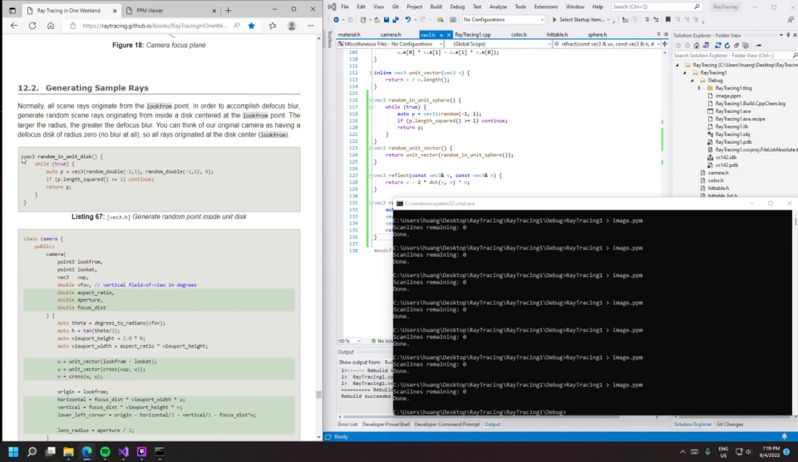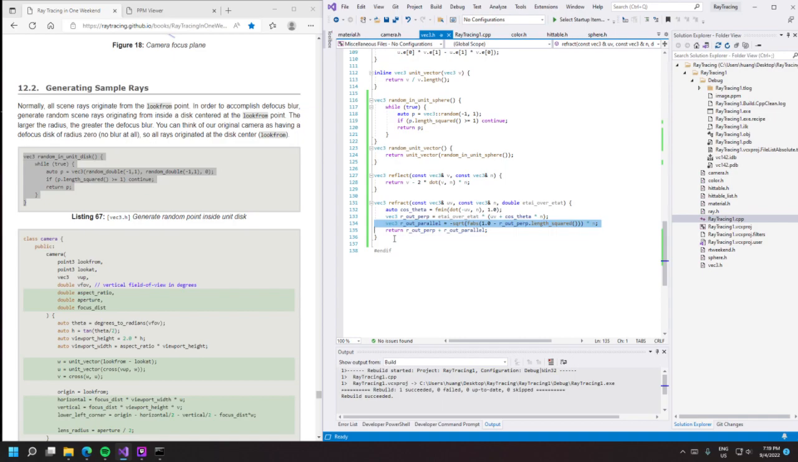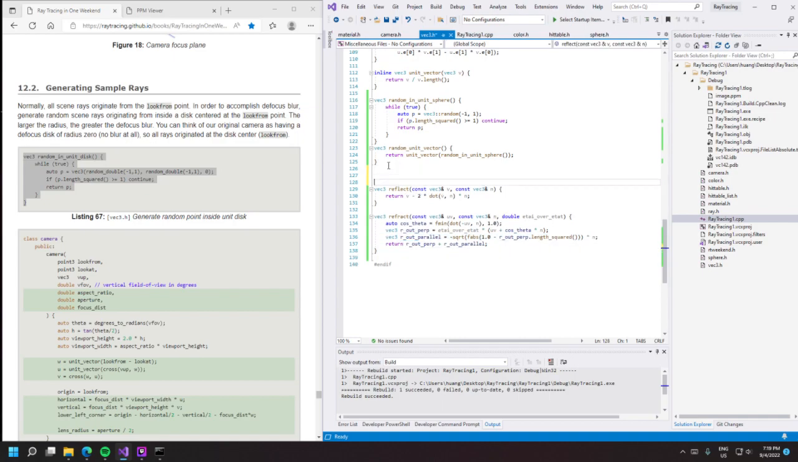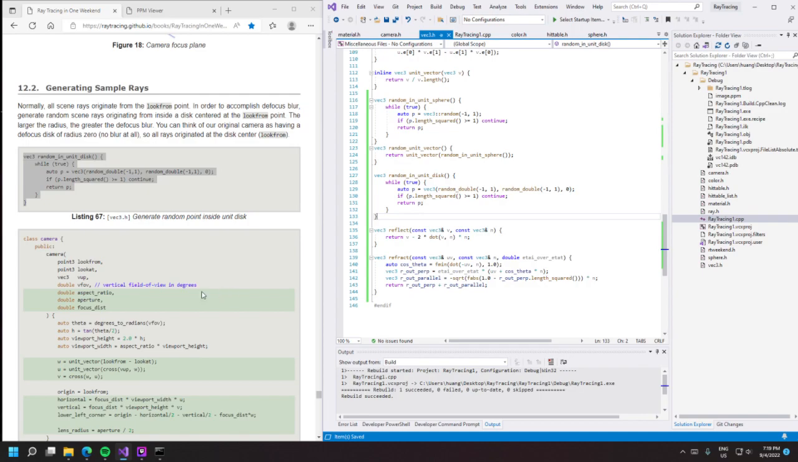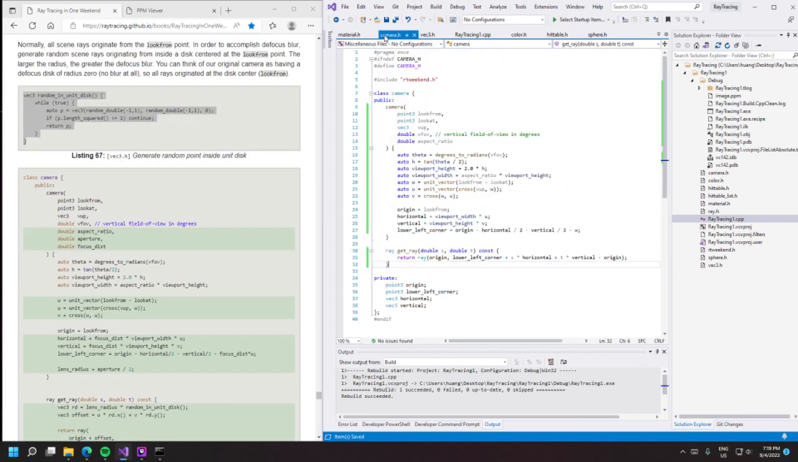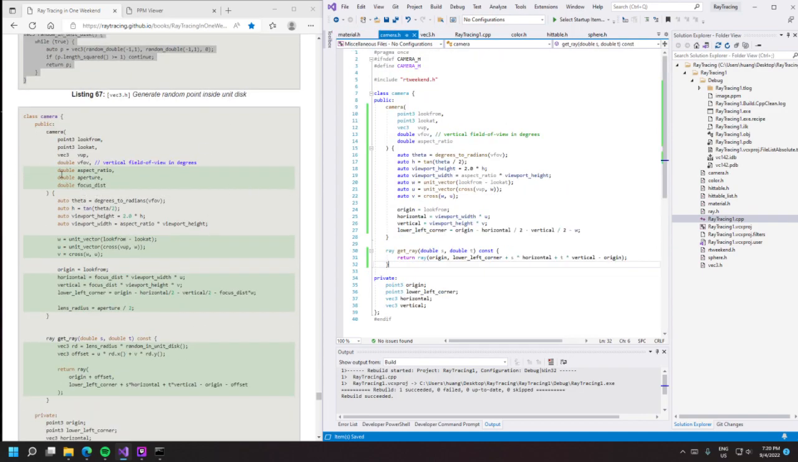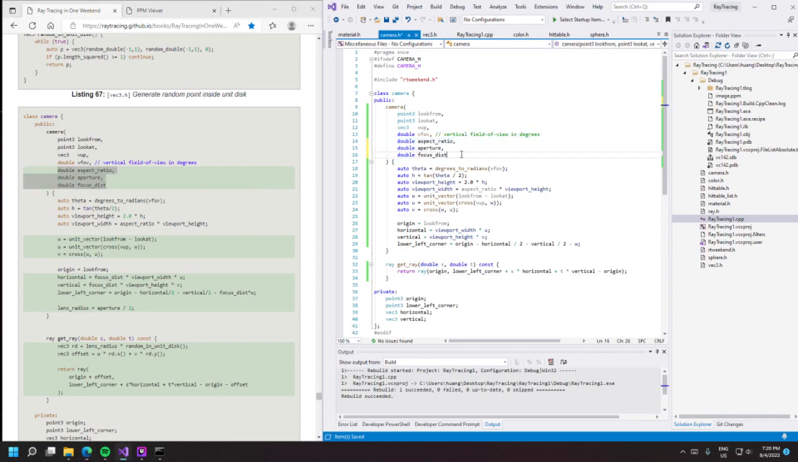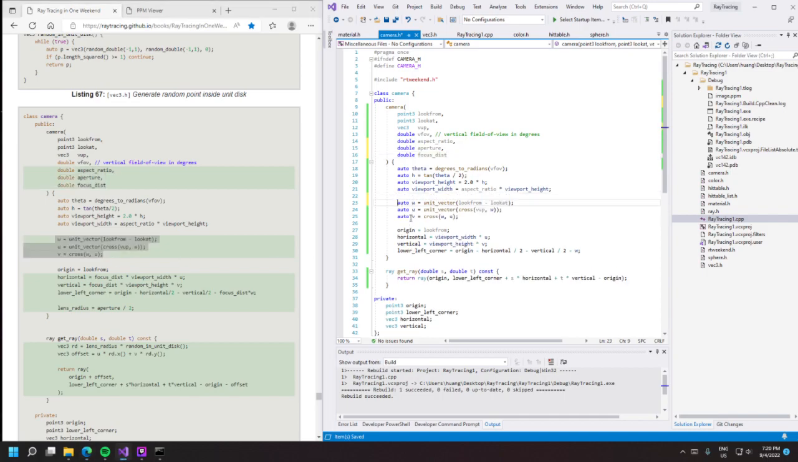Vec3 has a random in unit disk function. Okay, this is just generating random numbers inside the unit disk. I'm going to put it after the random int vector. And for our camera, we need more parameters: aspect ratio, aperture, and focus distance. And the u, v, w unit vectors, we are making changes to them.